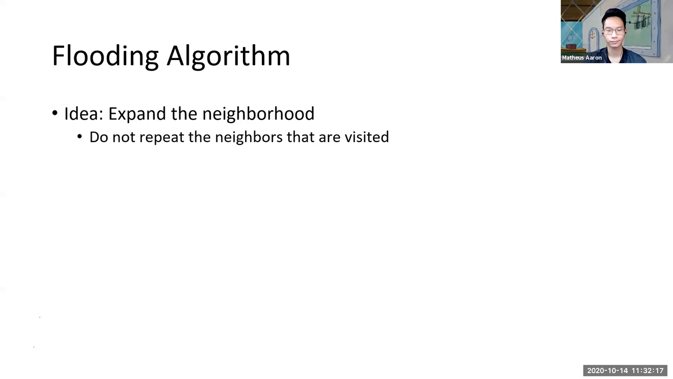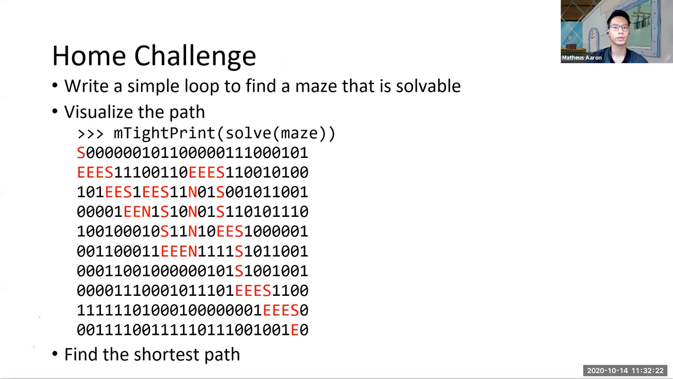So I think there's a challenge: write a simple path to find a maze that is solvable. Okay. I think this is quite difficult. So yeah, this is your challenge. If you can actually make this, then that would be wonderful. If you cannot, then I'm perfectly fine with it. And the bigger challenge is you find the shortest path. Okay.